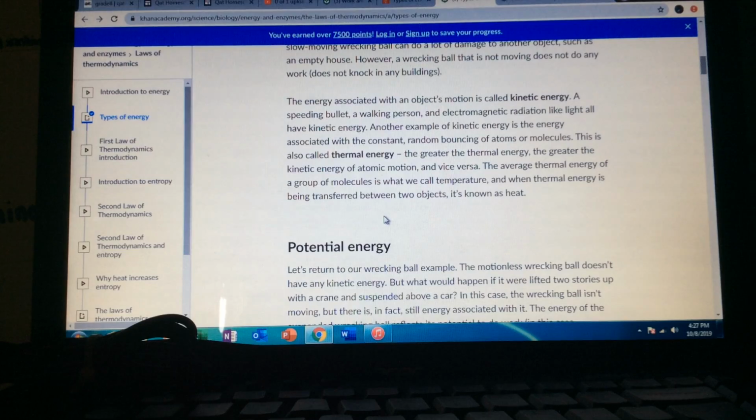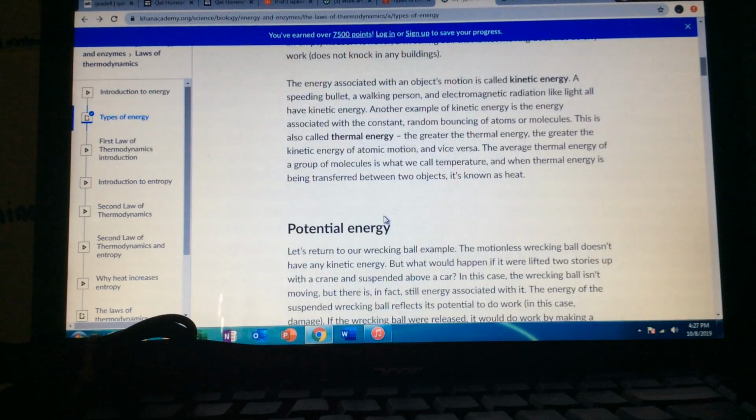A speeding bullet, a walking person, and electromagnetic radiation like light all have kinetic energy. Another example of kinetic energy is the energy associated with the constant, random bouncing of atoms or molecules. This is also called thermal energy. The greater the thermal energy, the greater the kinetic energy of atomic motion, and vice versa. The average thermal energy of a group of molecules is what we call temperature. And when thermal energy is being transferred between two objects, it's known as heat.